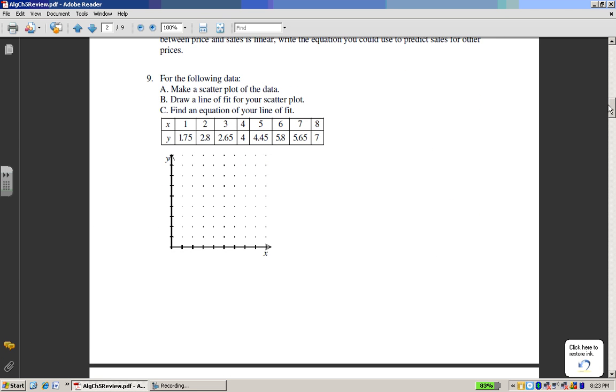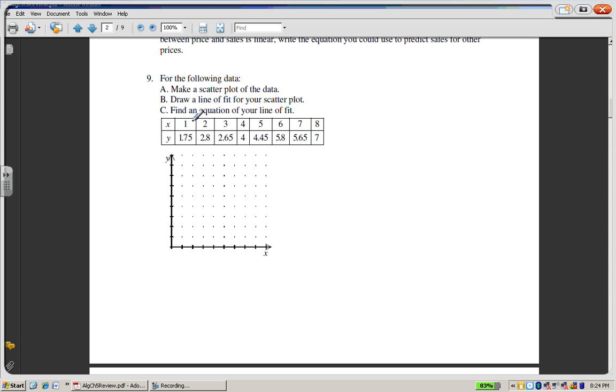All right, number 9. We're going to make a scatter plot of the data, draw a line of best fit, and find an equation of the line. Let's look at the smallest to the largest. We have a range of about 8. Let's see on the x-axis exactly how many we have. We've got 1, 2, 3, 4, 5, 6, 7, 8, 9. So it looks like going by 1 is probably appropriate. 0, 1, 2, 3, 4, 5, 6, 7, 8, and 9.